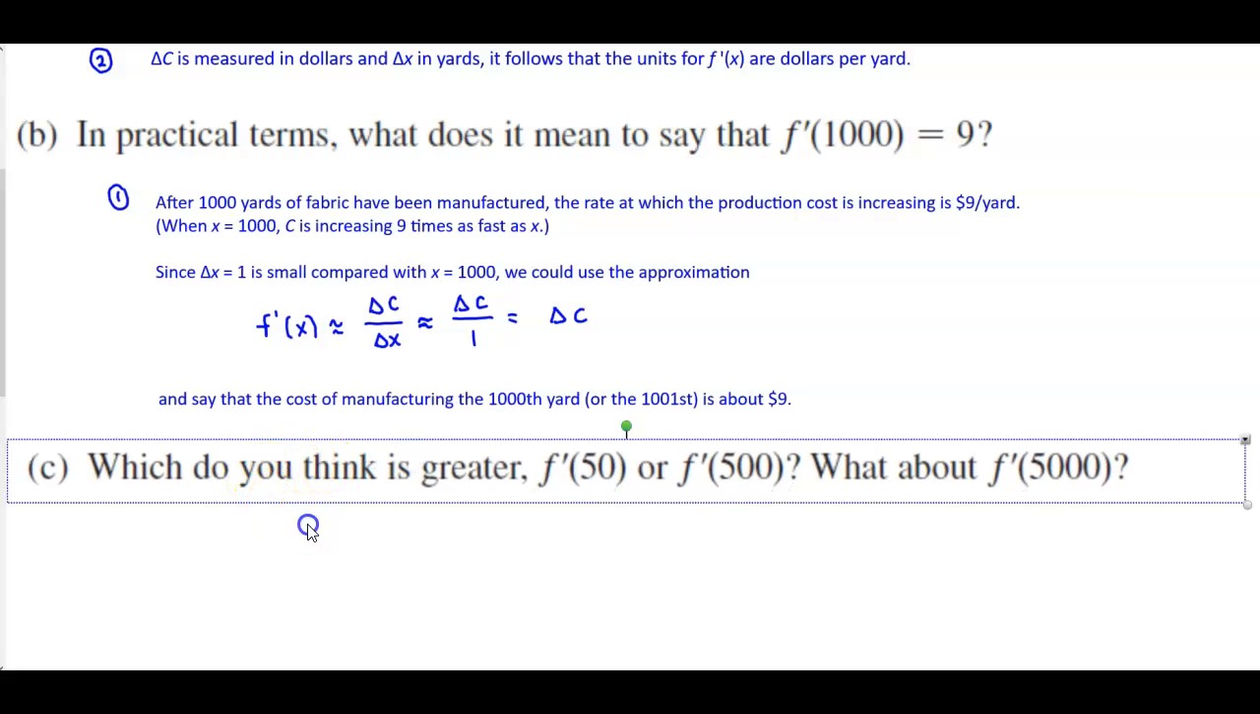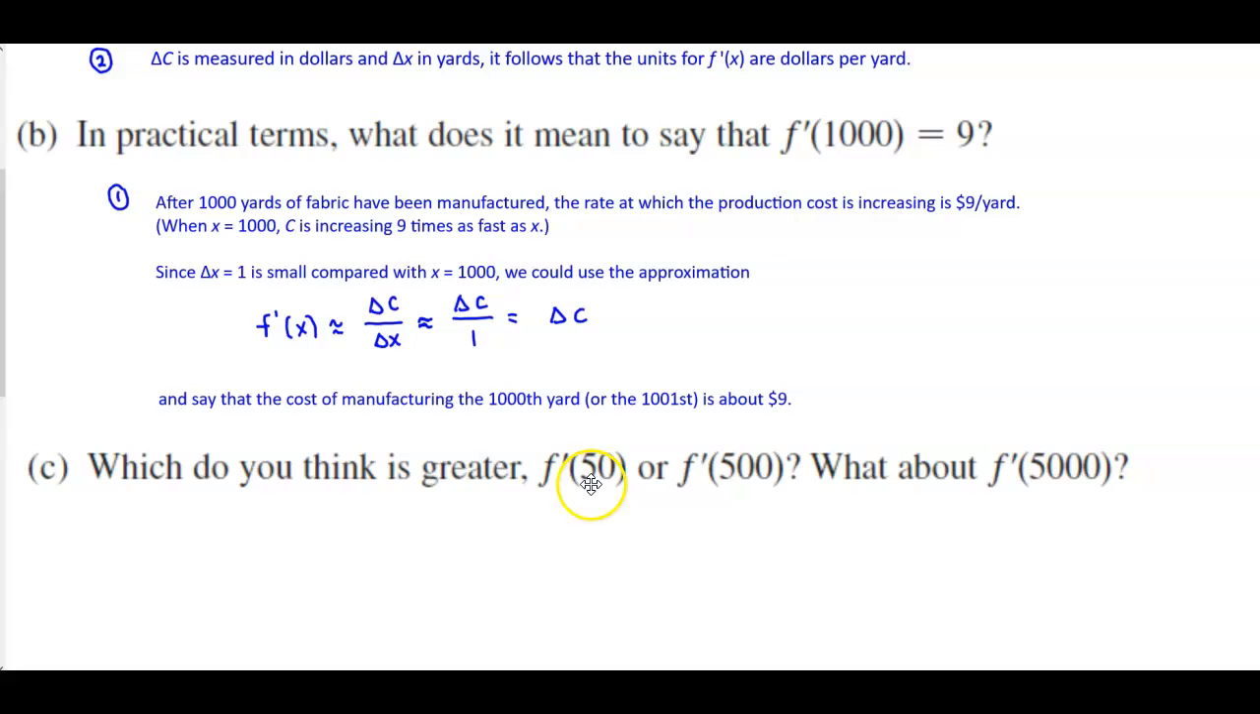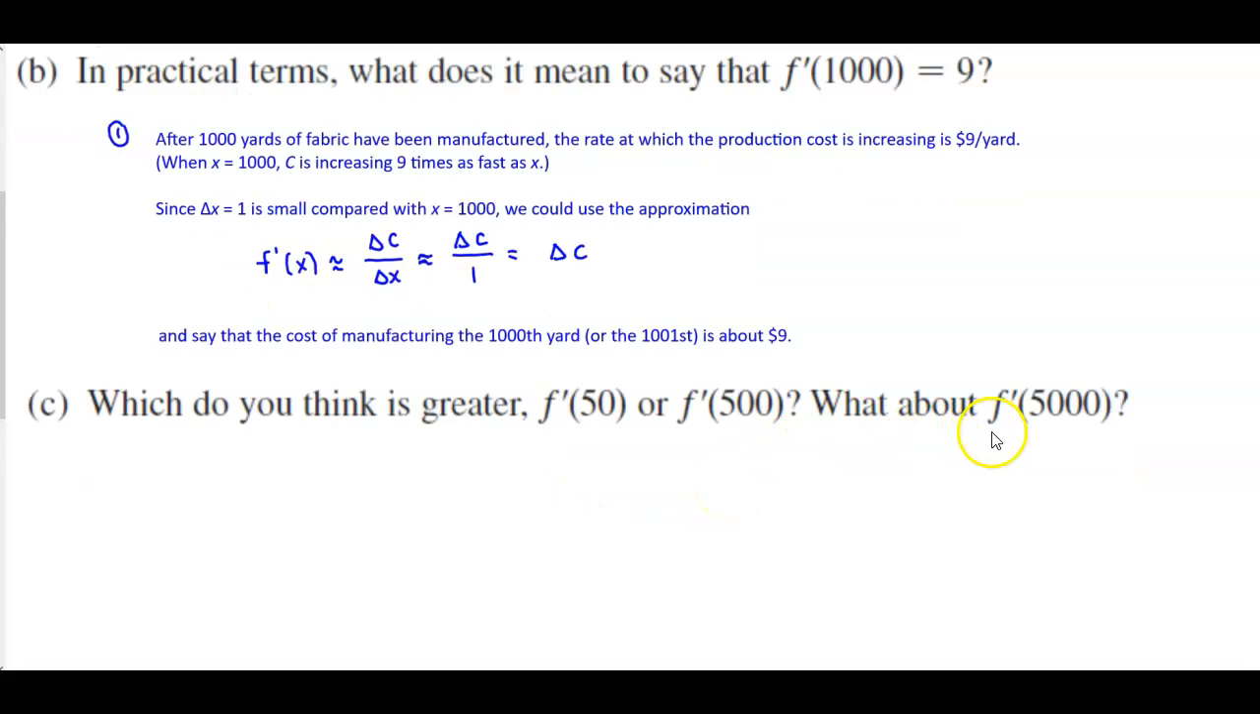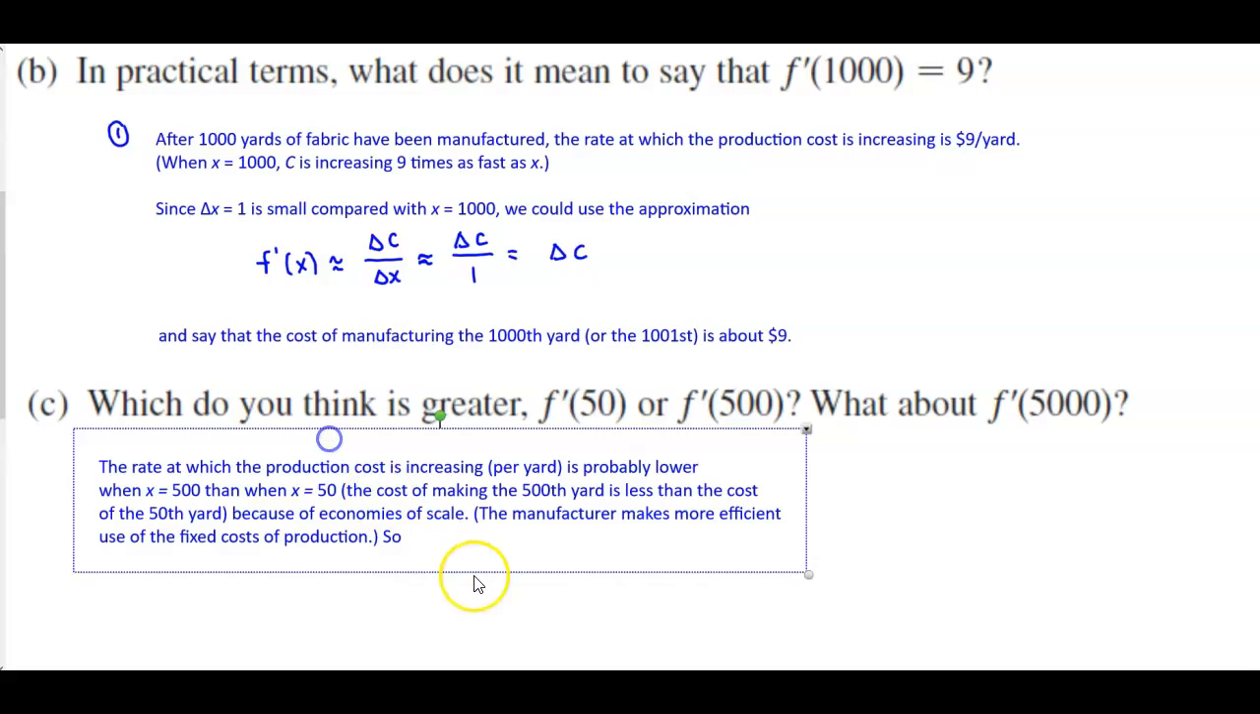Okay, let's take a look at part C. It says, which do you think is greater, F prime of 50 or F prime of 500? And then what about F prime of 5000? Let's take a look at the first one.